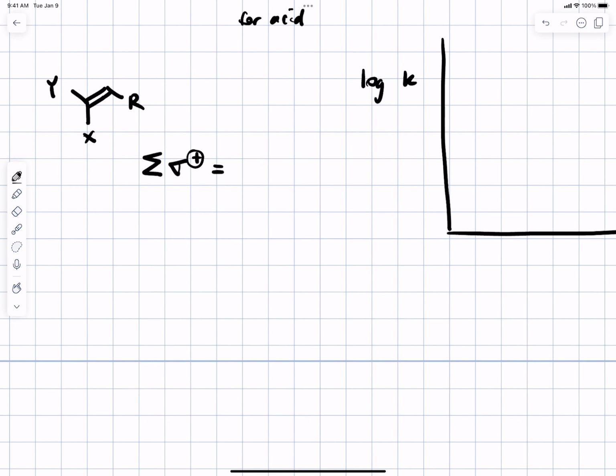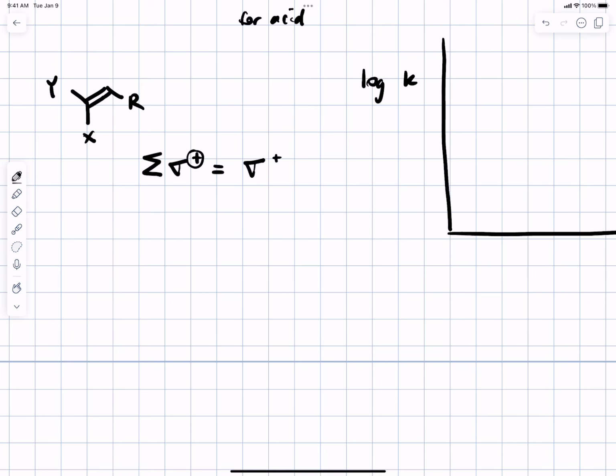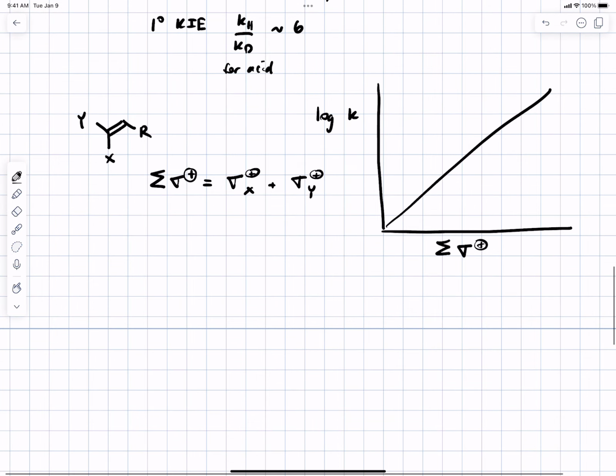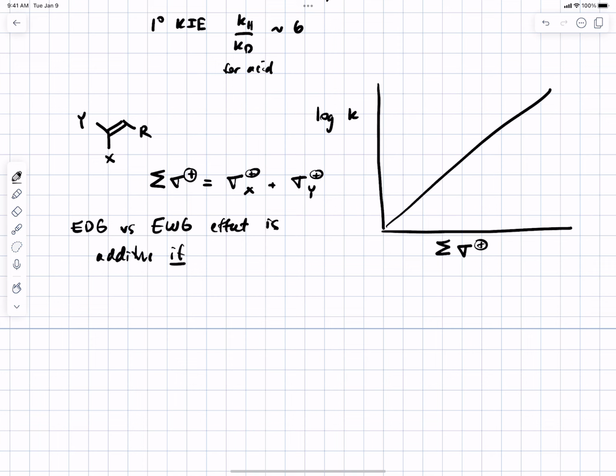Yeah. Anyway, so this is going to be the sigma plus value for the X substituent versus the sigma plus value for the Y substituent. And they plot the rate versus the sum of these sigma plus values, and you get something that's linear, which tells you that the electron donating group versus electron withdrawing group effect is additive if the substituents are on the same carbon.